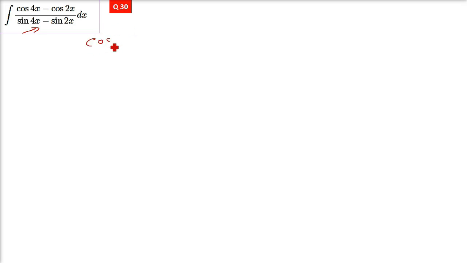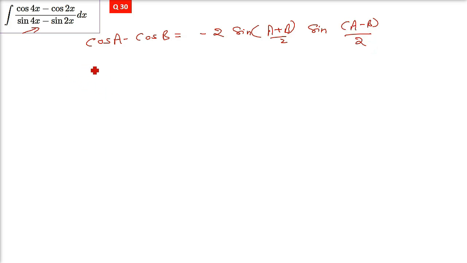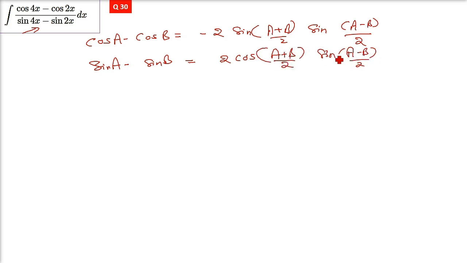Let me write it for you. It's cos A minus cos B, and we have sin A minus sin B because A and B are 4x and 2x. So cos A minus cos B is negative 2 sin (A plus B) by 2 sin (A minus B) by 2. This you already know. Then we have sin A minus sin B. What is sin A minus sin B? If you want to recall this formula, let me help you here. It will be 2 cos (A plus B) by 2 sin (A minus B) by 2.